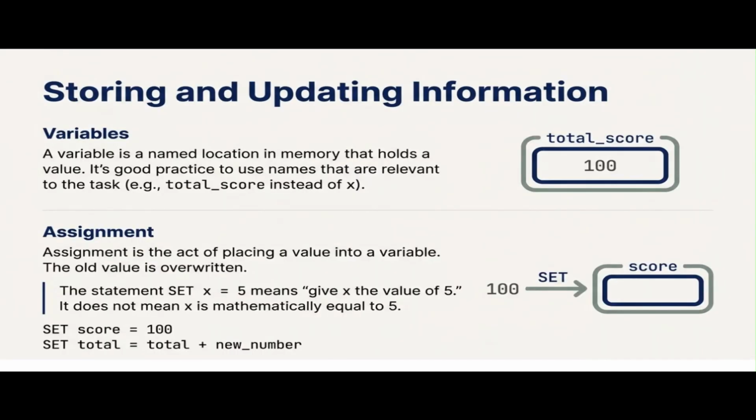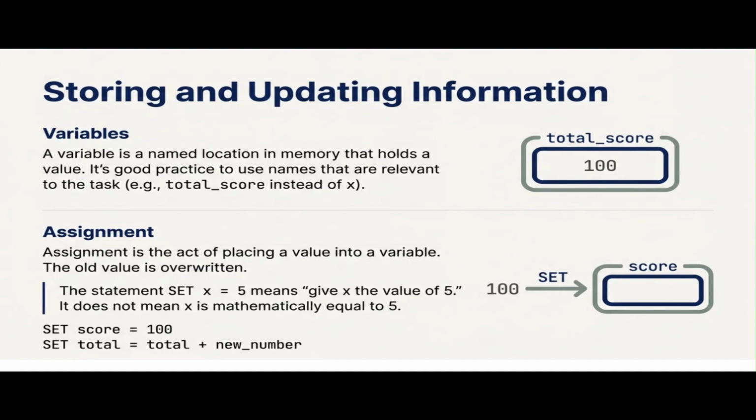Focusing on the first 2 components here. Variables, think of them as named spots in the computer's memory to hold values. Use meaningful names like total_score instead of just X. It makes sense later. There's an icon showing total_score with 100 in it.